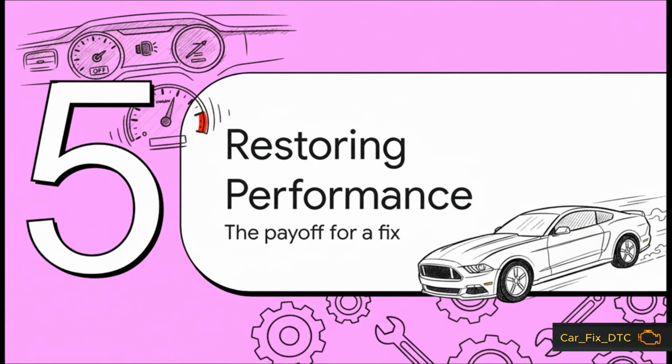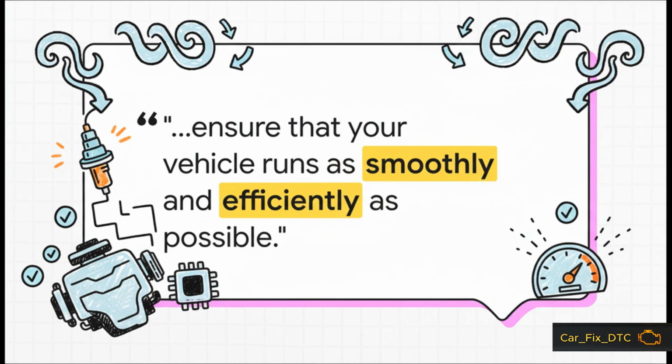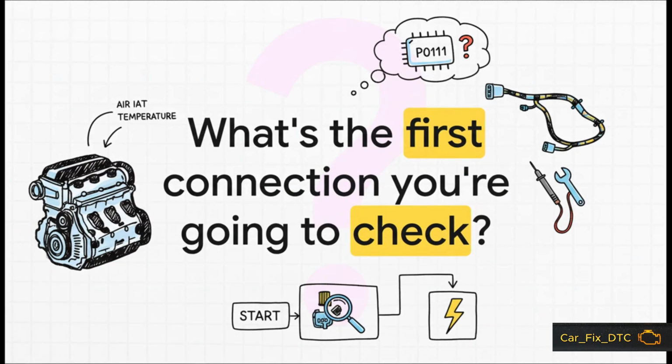You know, fixing this code isn't just about making that annoying light on your dashboard go away. It's about getting your vehicle to run the way it's supposed to. And it's not just me saying this. As the experts point out, taking these steps will help ensure that your vehicle runs as smoothly and efficiently as possible. Your engine's computer absolutely needs that accurate air temperature data to get the fuel mixture right and to optimize your engine's performance. So there you have it, the P0111 code decoded and demystified.